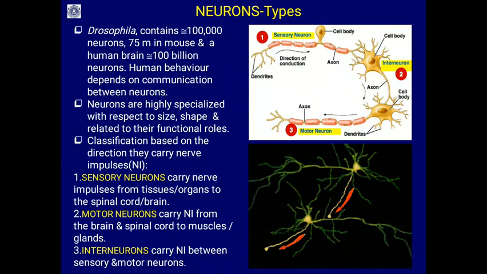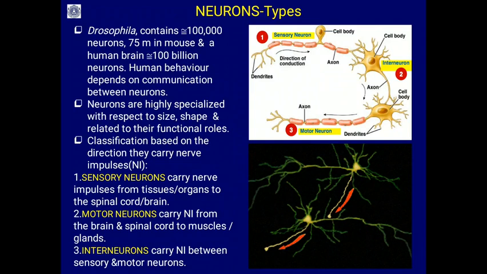So there are different types of neurons. Just for your knowledge, the Drosophila fruit fly contains about 1 lakh neurons, whereas a mouse has 75 million neurons. In the human brain, it is about 100 billion neurons. Remember, they are working in your brain to understand what I am saying now. Human behavior depends on communication between these neurons. This is how they communicate, as I have shown here.